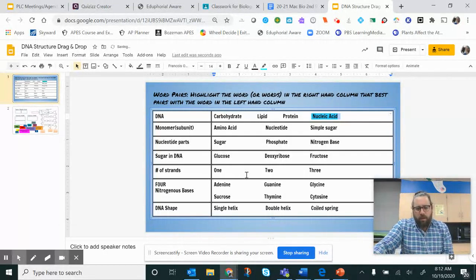And then the monomer, the building block, nucleus, nucleotide, DNA again. So let's highlight that guy. Oh, cool, I chose that color.